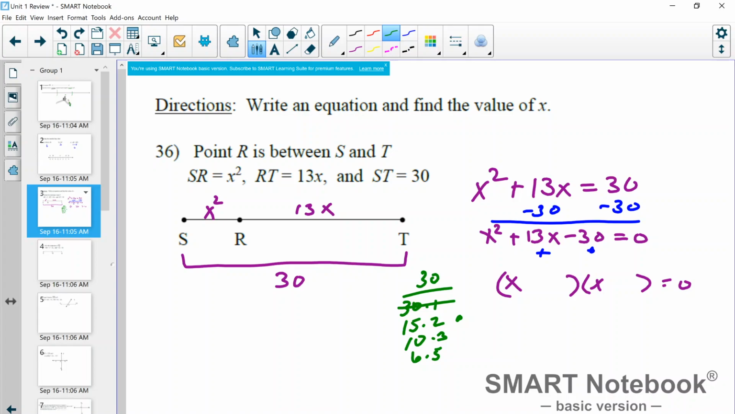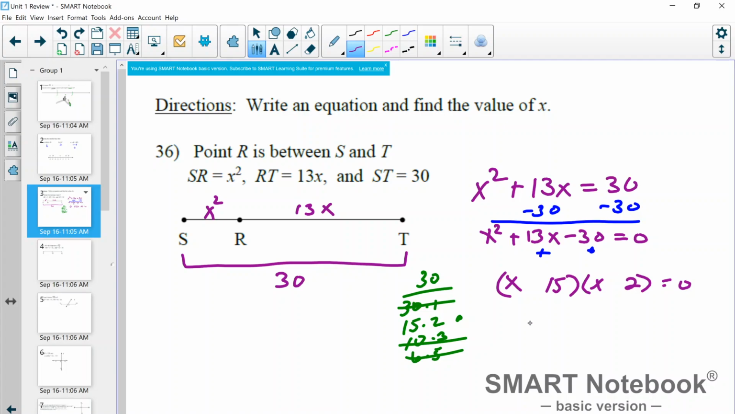10 and 3, 10 plus 3 gives me 13, but remember one of them has to be negative, so if I do 10 minus 3, I get 7, or if I did negative 10 plus 3, I'm going to get negative 7, so that's not possible. 6 and 5, I'm not going to get 13 either. So I'm going to be using 15 and 2.